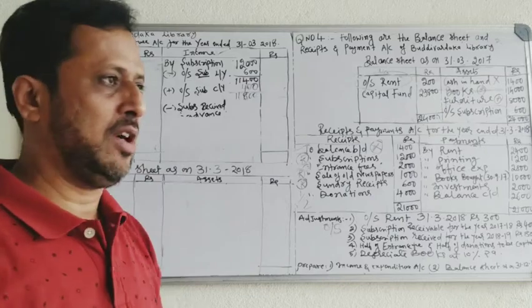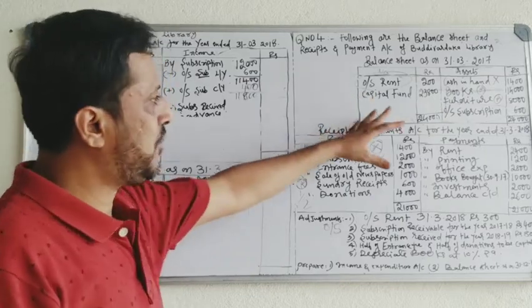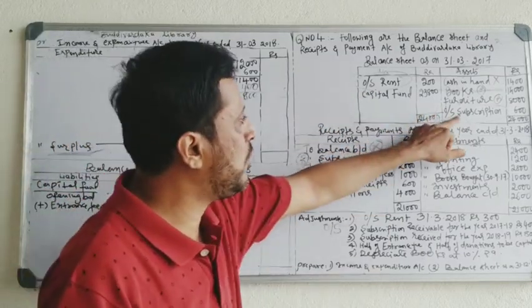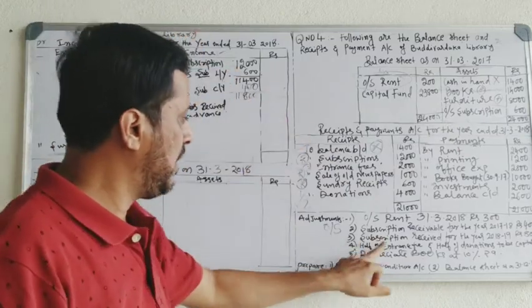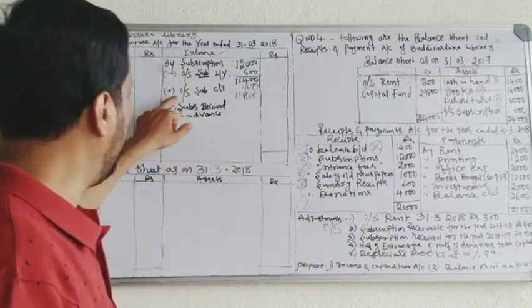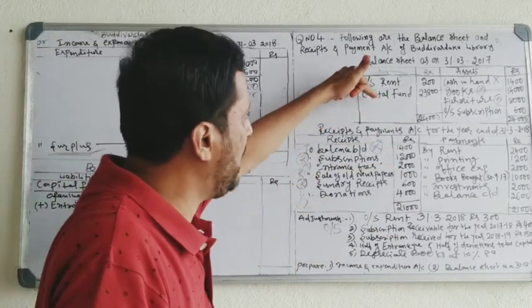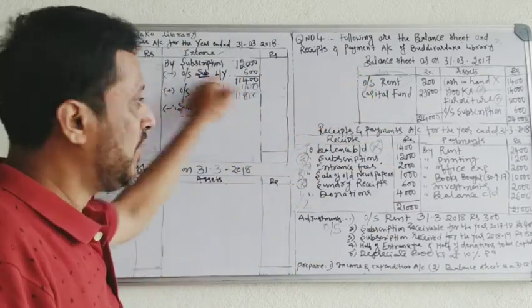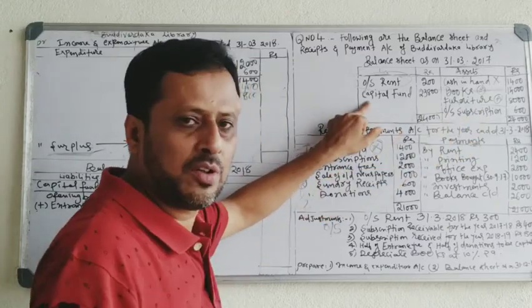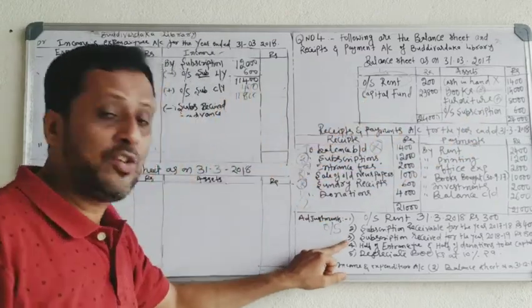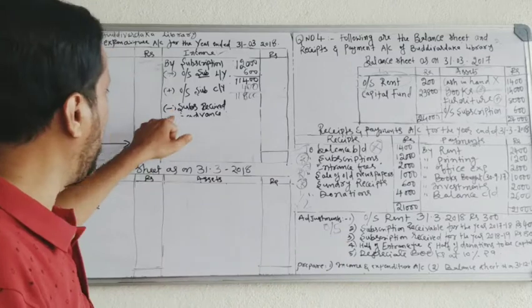Subscription received in advance. Outstanding subscription is over. Last year outstanding you have deducted here. Current year outstanding you have added here. Subscription received in advance, if it is given in the balance sheet, you have to add here. See, is there any subscription received in advance? No. Subscription received in advance given in the adjustment, you have to minus.